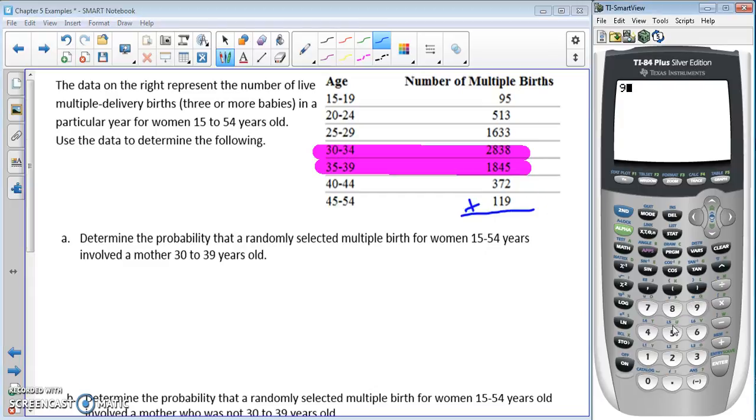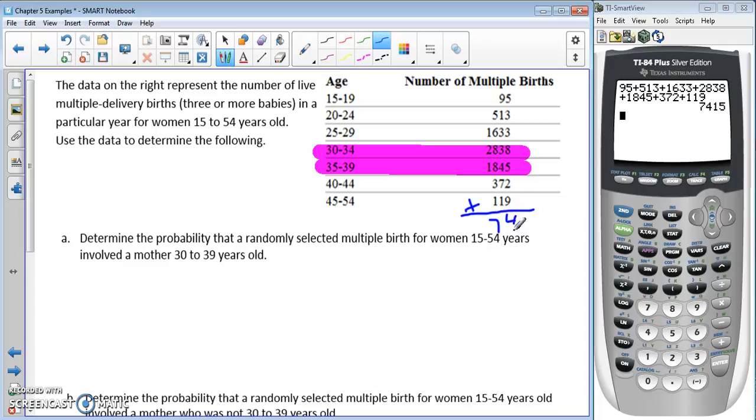So let's do that. So we're looking at 95 plus 513 plus 1633 plus 2838 plus 1845 plus 372 plus 119. Our total there is 7415.